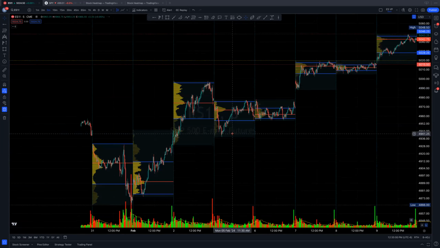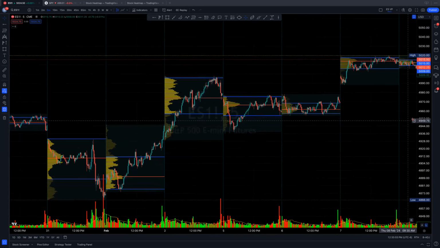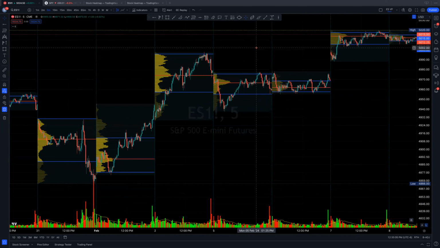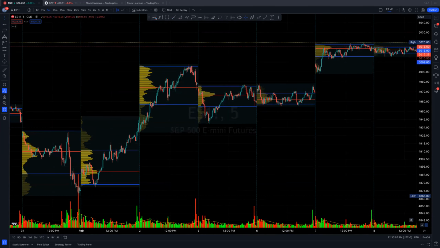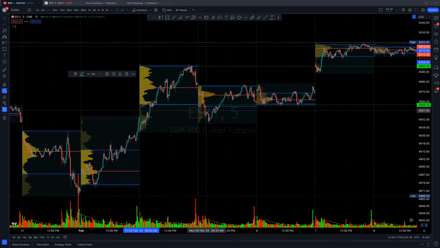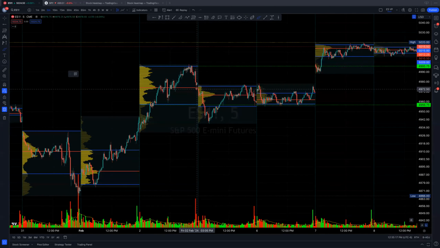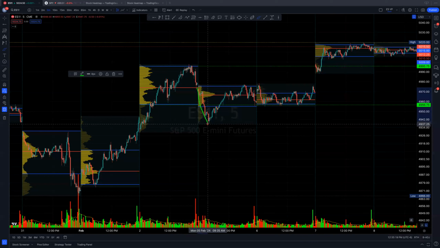Okay, we have another example right here, guys. We have the value area high, value area low. But this one didn't reach value area high. It only reached point of control. But you can see how price breaks, comes back in, and then just moves up into the point of control area.